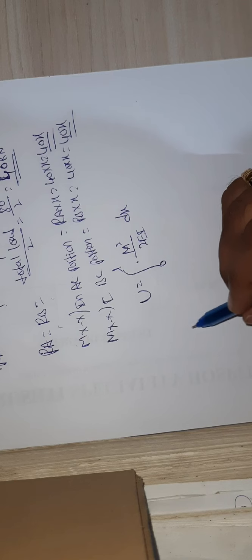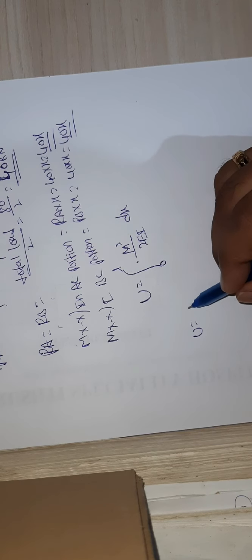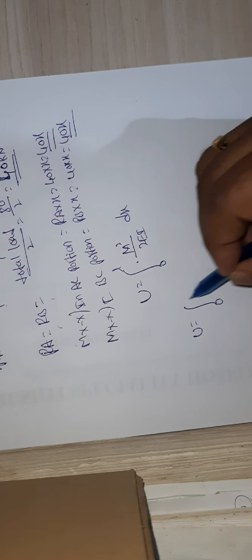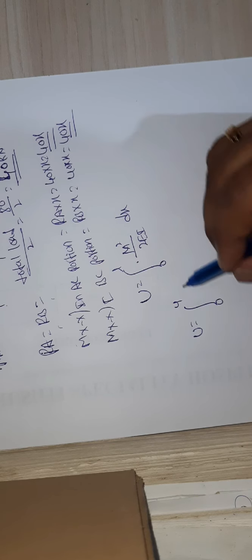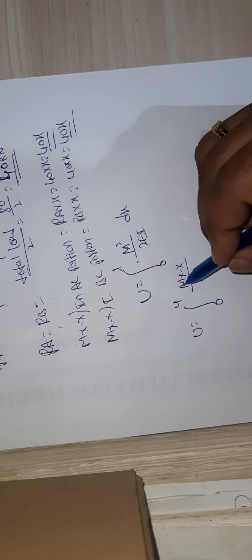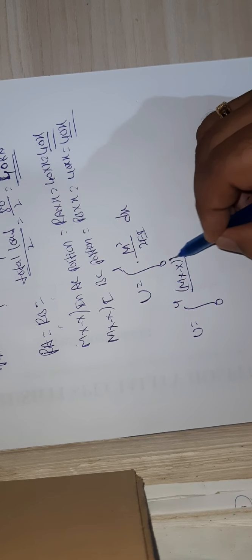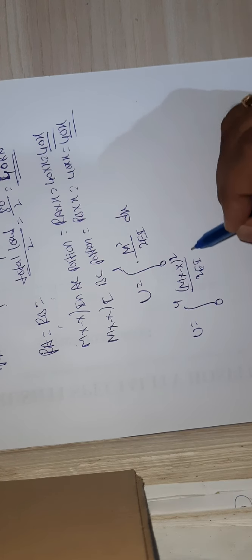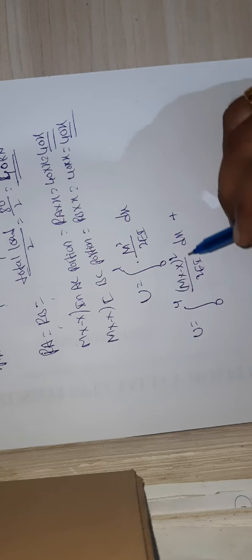So now let us consider this. How to write? U equals the integral from 0 to 4 of Mxx squared by 2EI dx. This is for the AC portion.